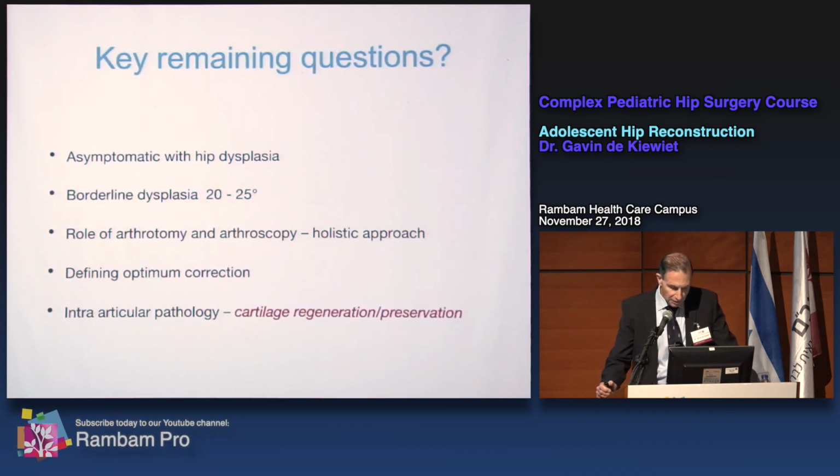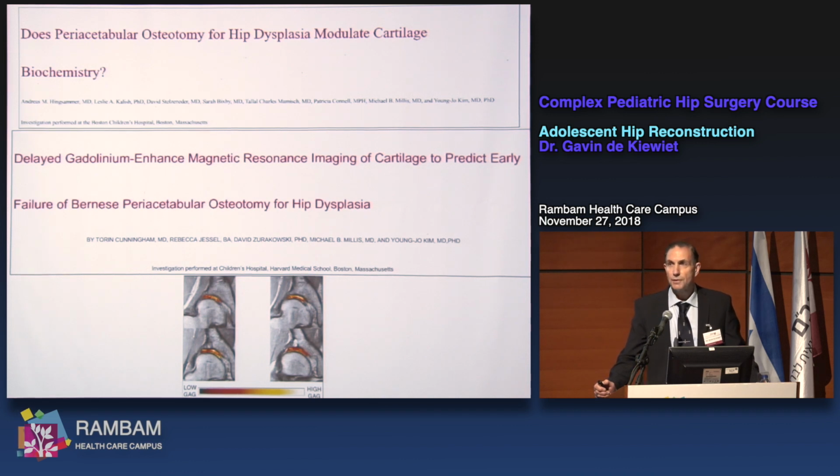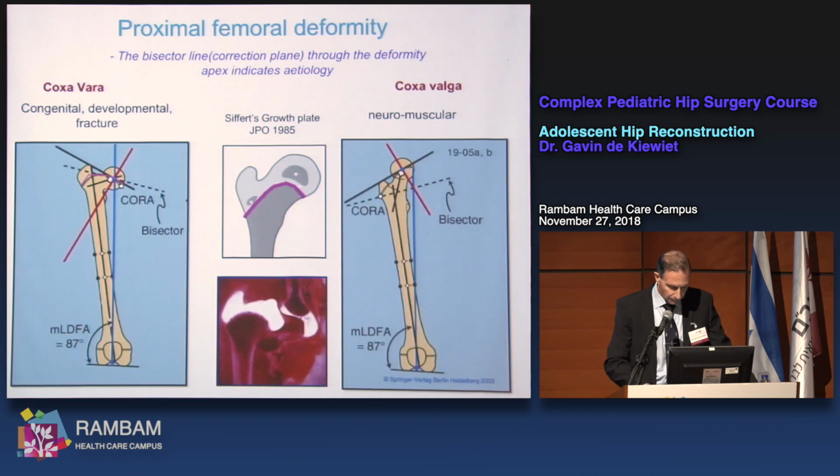So the remaining question that we said beforehand is what we do with these asymptomatic patients, these borderline cases. Do we operate on them or not? At the moment, I don't think we have the literature or the outcomes to really decide which of these patients would benefit from our intervention. So are we actually making a difference? Well, this top paper here looked at whether we can modify or improve the cartilage by reorientation. And yes, we can. And we're also going to use these scans to correct the situation. We talked about the optimum case in terms of PAO.